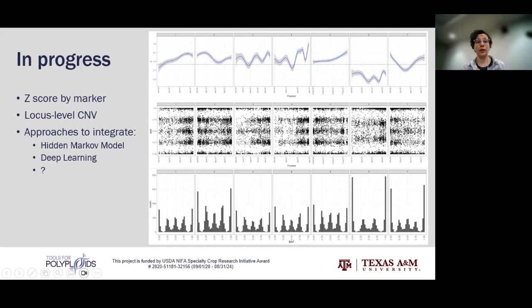What we need to do now to start detecting CNVs is to integrate these two measurements, the BAFs and the log R, or the z-score now. And humans usually use hidden Markov models for that, and some other software uses deep learning, but we still don't know. It's something that we're still investigating. And if you guys have ideas, I'm open to suggestions and collaborations about that.